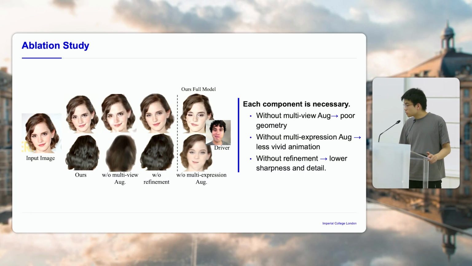The ablation study connects each component to the main claim. Without multi-view augmentation, it results in poor full head geometry. Without multi-expression augmentation, animation becomes less vivid, and without refinement, the final result loses sharpness and details. So the ablation matches the design. That is, each module matters a lot.